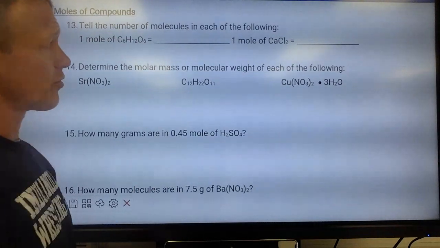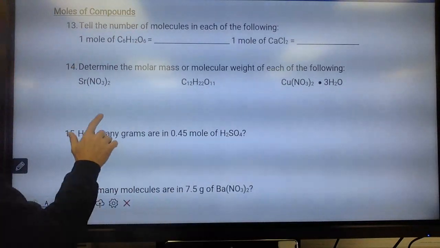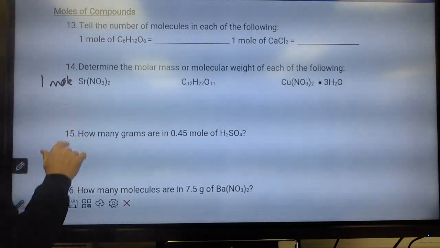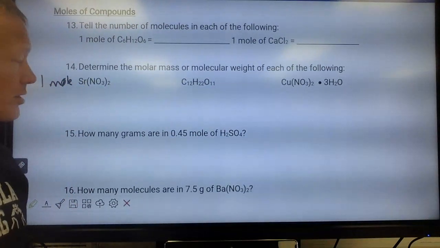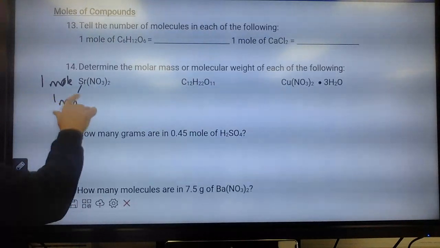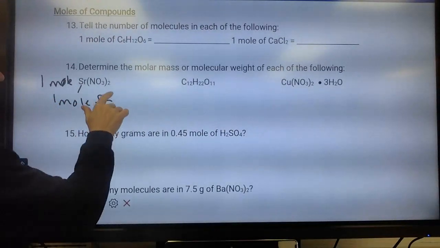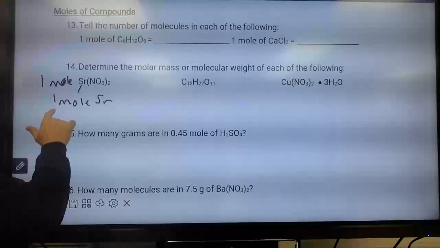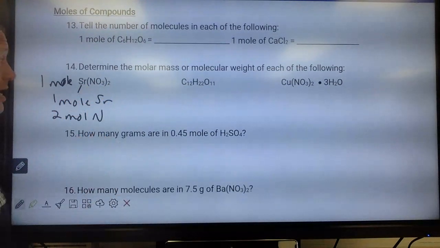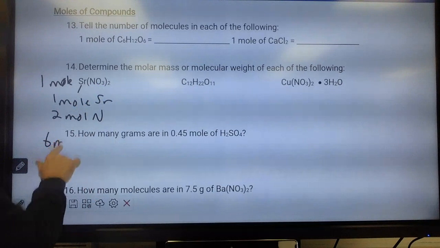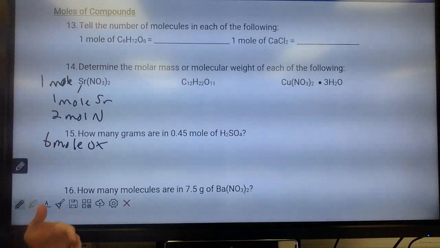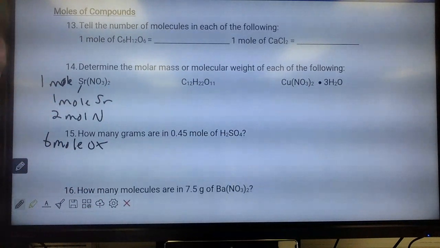Now figure out the molar mass or molecular weight of each of the following. We'll just do a couple of these. If I want to know what 1 mole of strontium nitrate weighs in grams, well, a mole of strontium nitrate would have 1 mole of strontium. It would contain 2 moles of nitrogen because of the 2 outside the parentheses. And it would contain 6 moles of oxygen. So that 1 mole of these molecules is actually made up of 9 moles of individual atoms.